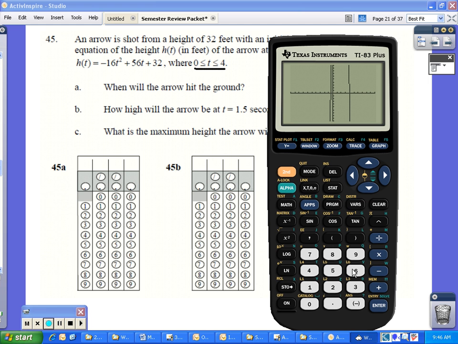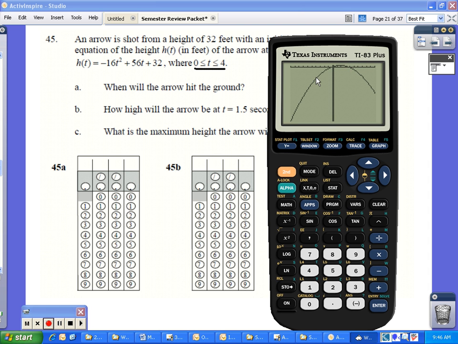Now if you hit zoom 6 on this graph, you will see that you really don't get a whole lot of information from the graph because it's really hard to see where the graph is. So what you're going to do is a zoom 0, a zoom fit, and that will allow you to at least see where the vertex of the parabola is going to be.